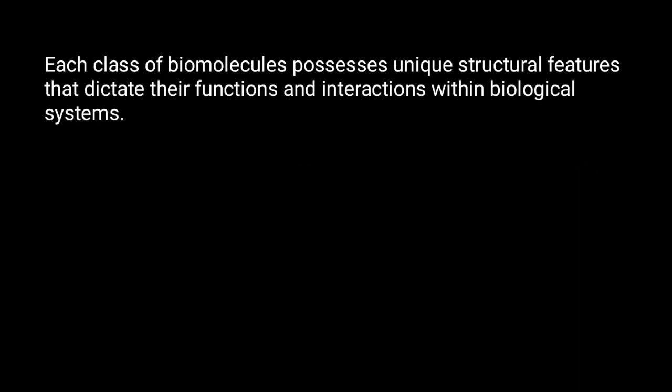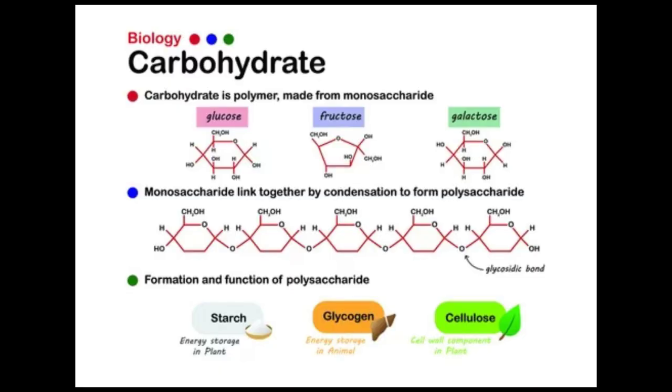Structural features of biomolecules. Each class of biomolecules possesses unique structural features that dictate their functions and interactions within biological systems. 1. Carbohydrates. Carbohydrates exhibit various structural forms, including monosaccharides, disaccharides, and polysaccharides. Monosaccharides are single sugar units like glucose and fructose, while disaccharides consist of two monosaccharide units linked by glycosidic bonds, such as sucrose and lactose. Polysaccharides are complex carbohydrates composed of long chains of monosaccharide units, such as starch, cellulose, and glycogen.